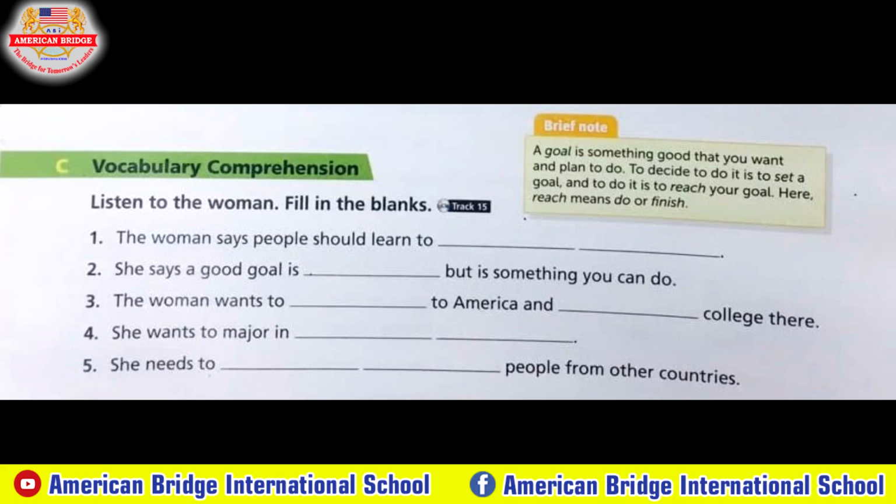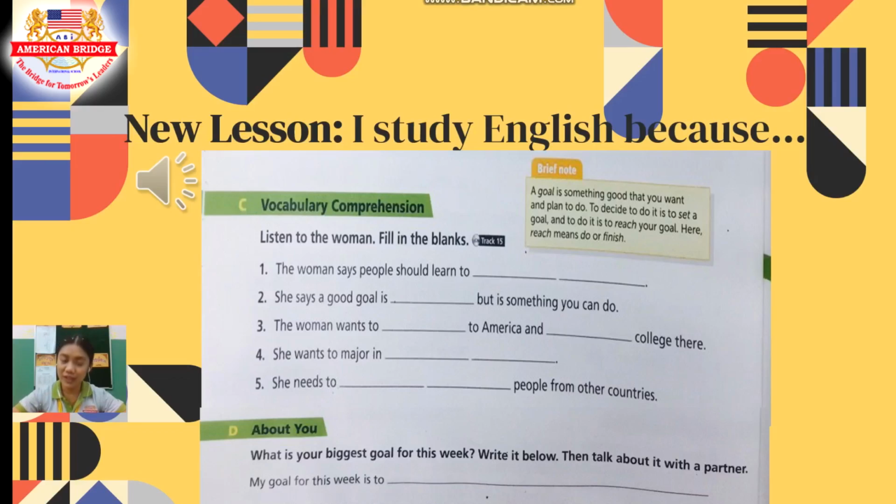One of my first goals was to get a high score on the TOEFL test. That's because I want to move to America and attend college there. My next goal is to major in international business. I really need to learn English because in my future career, I have to talk with people from a lot of different countries.